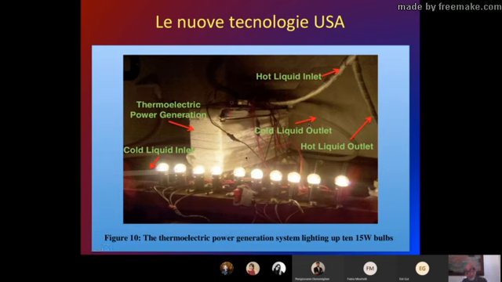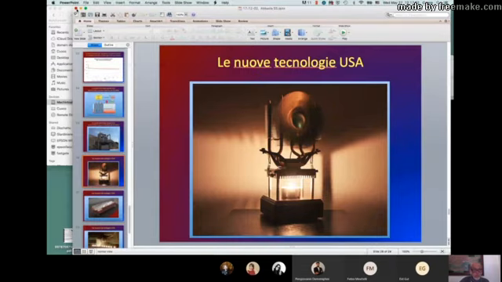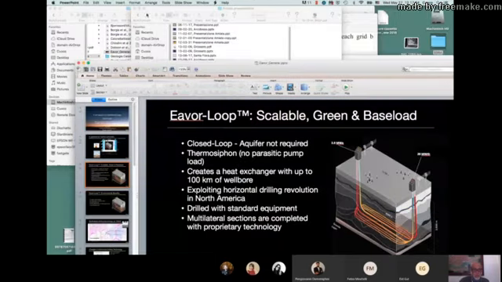So this is just experimental, but they are able now to produce 100 kilowatts of electricity with this system. It's not a lot, it's not 1 megawatt, but this is where you would like to get to. Okay. Any question?